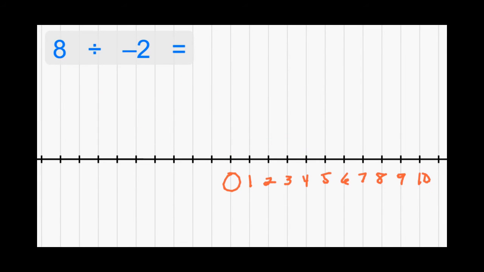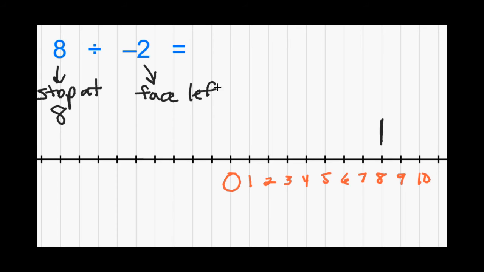So now let's go ahead and try to model a positive divided by a negative number here. Our first number is going to tell us where we need to stop at. So we're going to stop at +8. Let's go ahead and mark +8 on our number line here. And -2, that's going to tell us that we are going to face left, and that each step that we take is going to be 2 units long.